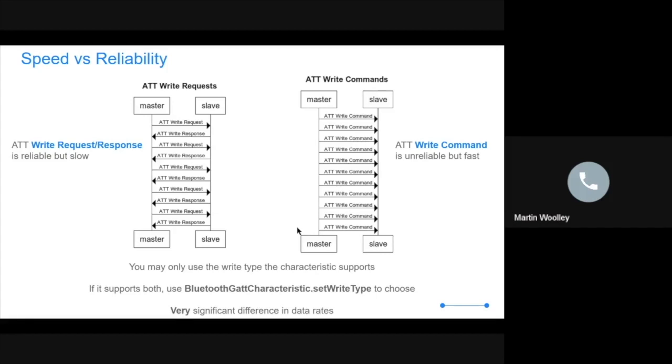Attribute protocol, obviously, ultimately runs over the lower layers of the stack. The link layer in particular matters here. The link layer is acknowledging all packets that it receives. So at the bottom of the stack, there are acknowledgements running, and therefore, if your packet doesn't reach the remote device, you will know, and you'll get an error at the API level.